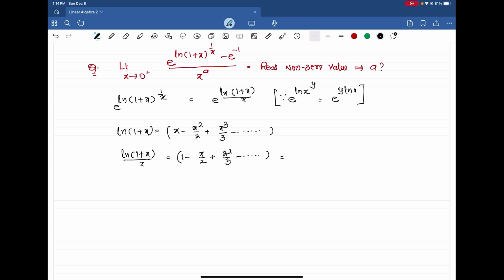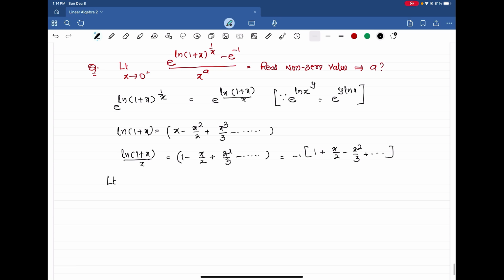Can I write this way? Minus 1 into 1 plus x by 2 minus x square by 3 plus so and so. This is the heart of the problem. Now we understood the heart.